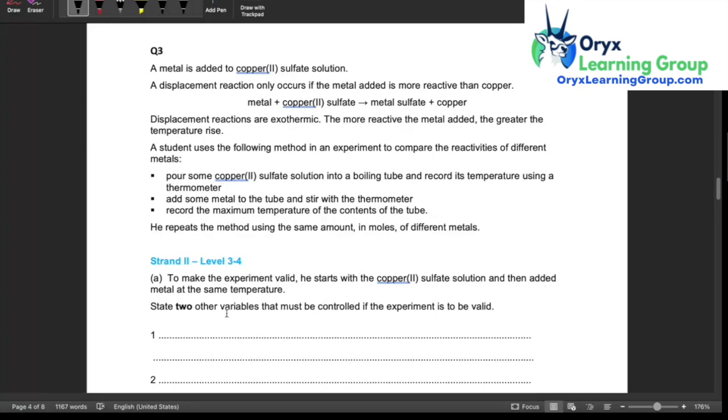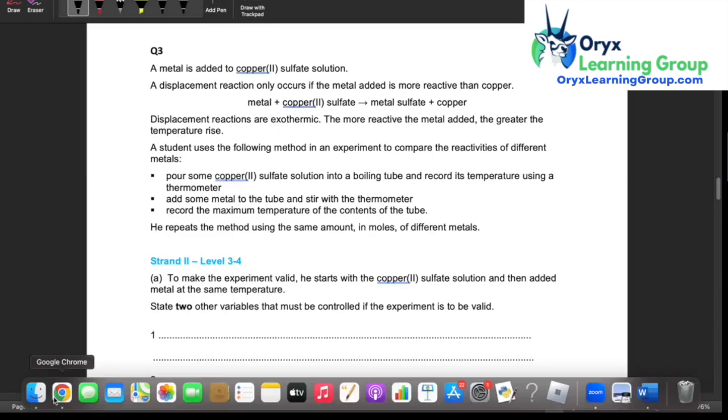Okay, so let's go to the first part. It says state two other variables that must be controlled if the experiment is to be valid. So we have got around 9 to 10 people here. So I'm looking for at least 3 variables you want to keep control. Maybe you can discuss among yourselves. Okay, maybe take 30 seconds, think about it, and then put in the chat what variables you want to keep controlled.